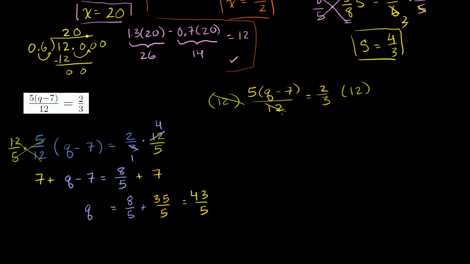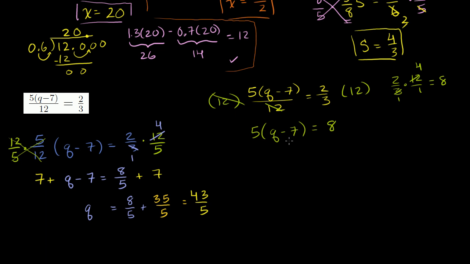So these are going to cancel out, and you're going to be left with 5 times q minus 7 is equal to 2/3 times 12. That's the same thing as 24/3. So this is, let me write this, 2/3 times 12/1. If you divide that by 3, you get a 4. Divide that by 3, you get a 1. It's equal to 8. So we get 5 times q minus 7 is equal to 8.